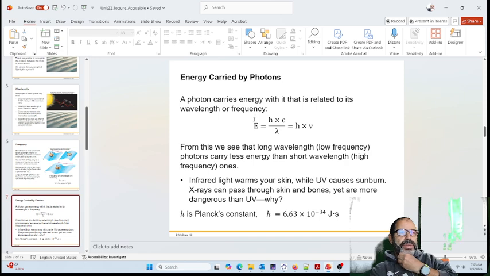Then in addition to that, we have the expression that Mr. Planck has come up with, and that is the energy of the wave is proportional to the frequency. And that's important. h is just a constant, 6.63 times 10 to the negative 34 joule second.